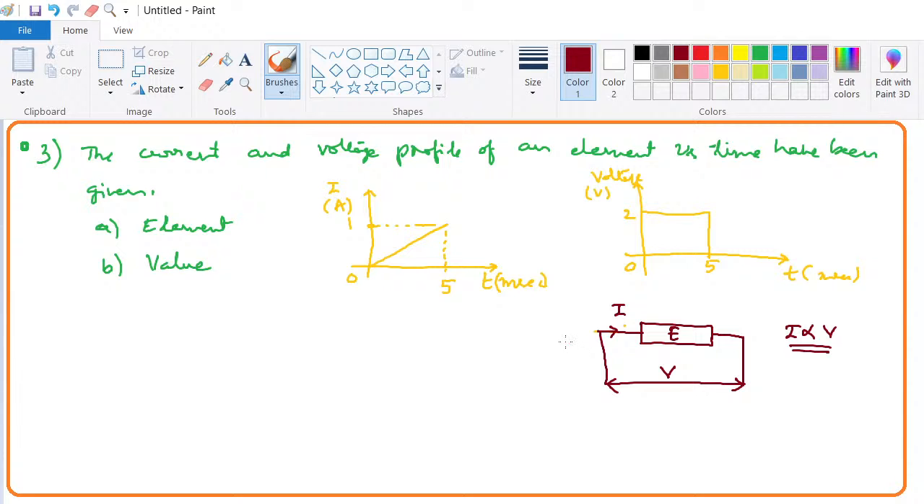So now our job is to find the element. Please think, what may be the element? We have learned 3 elements only: the first is a resistor, then inductor and capacitor. So it may be a resistor, inductor or capacitor. So what may be the element?